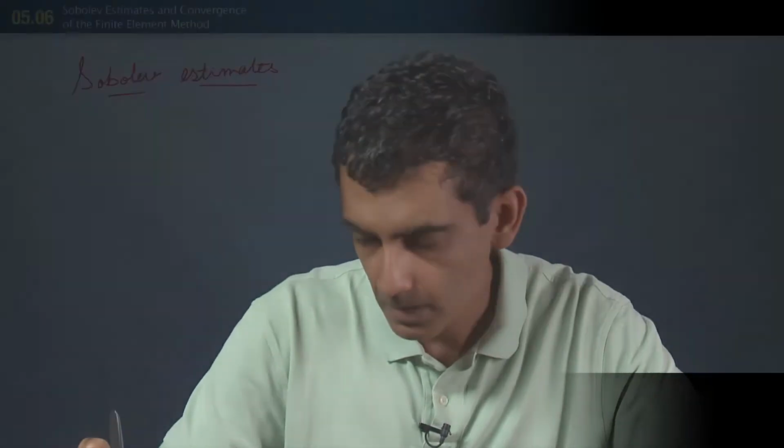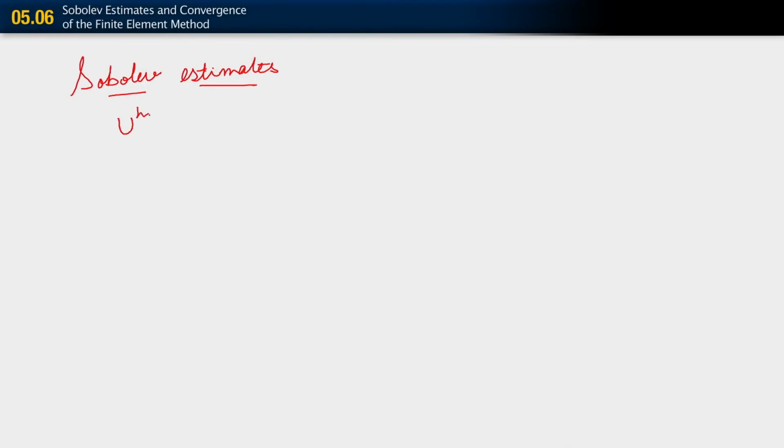sort of reuse our symbol U, capital U of H, that we introduced before, right? It continues to represent a general member of the space SH, which means it satisfies the Dirichlet boundary condition and it lives in H1. Okay, for our particular problem, it lives in H1. But in the context of Sobolev estimates, which are applicable in general to Hn spaces, let me just redefine this for now.